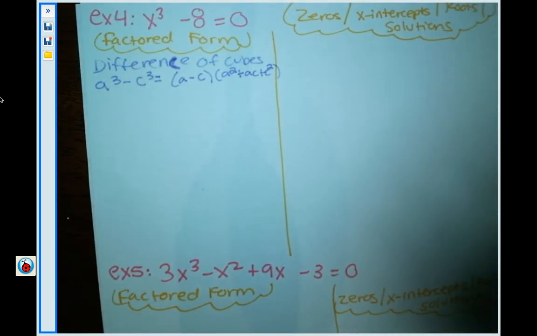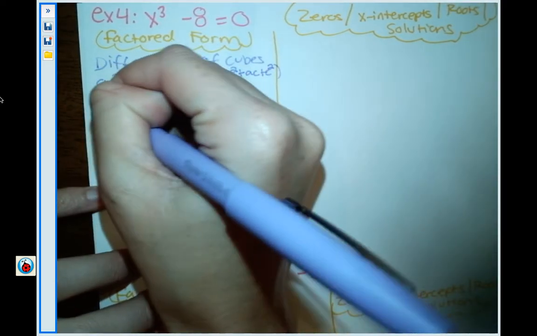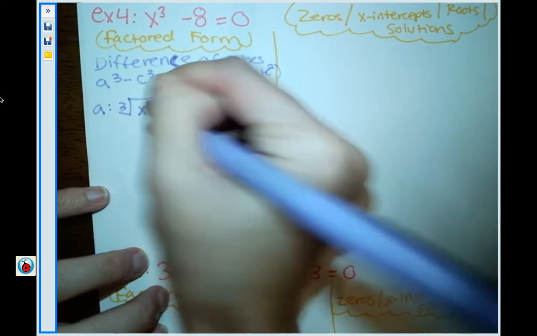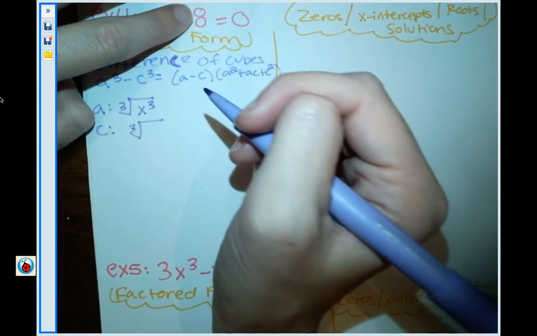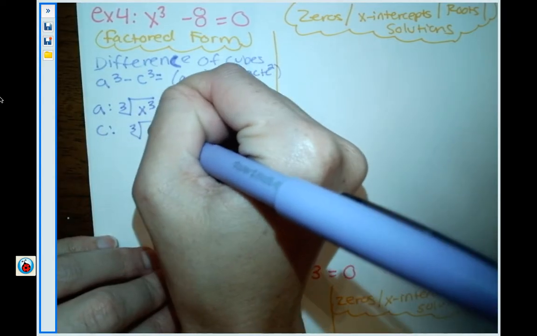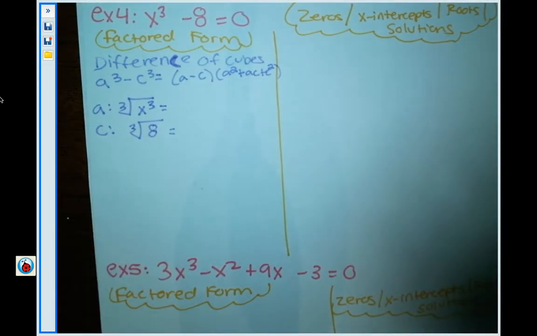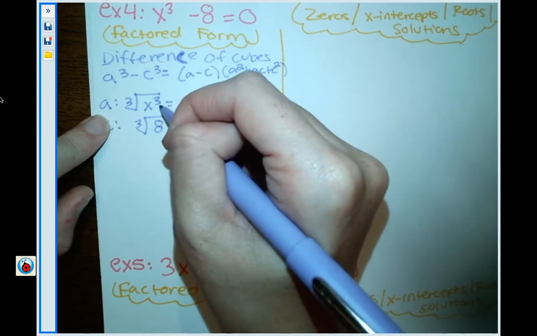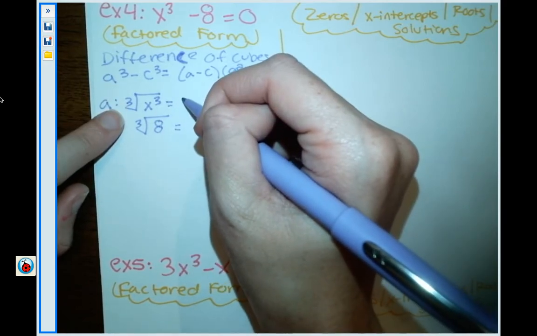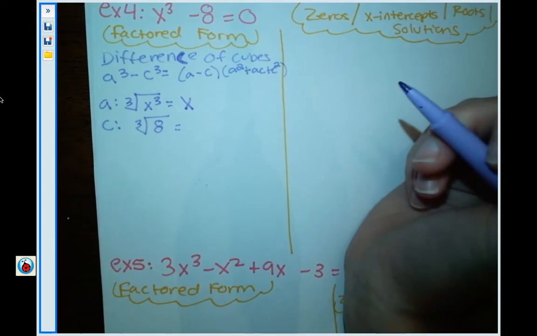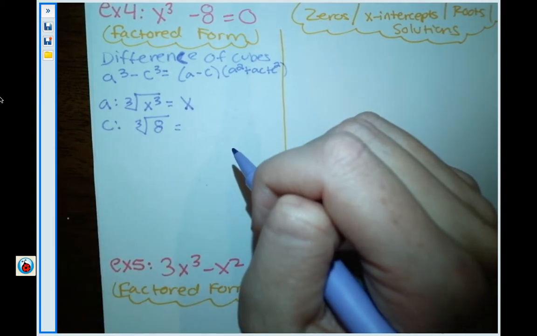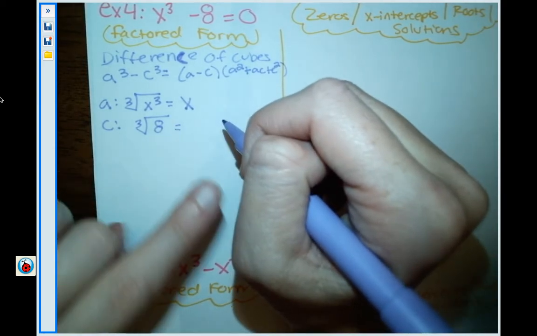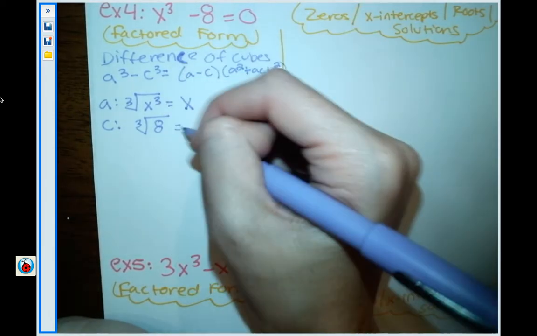Okay, so let's see what wonderful things happen when we cube root each of these. My a is going to be the cube root of my x to the third, or my first term, and my c is the cube root of my second term without the subtraction sign. So I'm going to be cube rooting the 8. The cube root of x to the third, well, I divide my exponent by my root. So 3 divided by 3 is 1. So this is x to the first, which is the same thing as x. And the cube root of 8: I want to know what times what times what gives me 8. 2 times 2 is 4, times 2 is 8. So the cube root of 8 is 2.